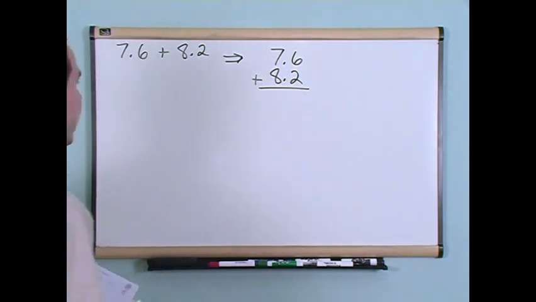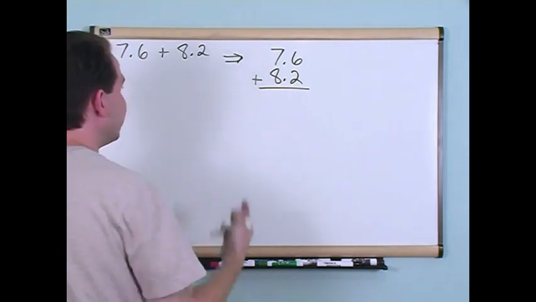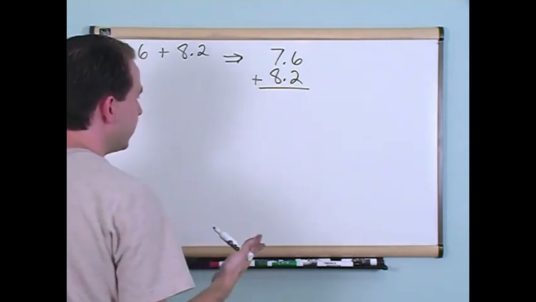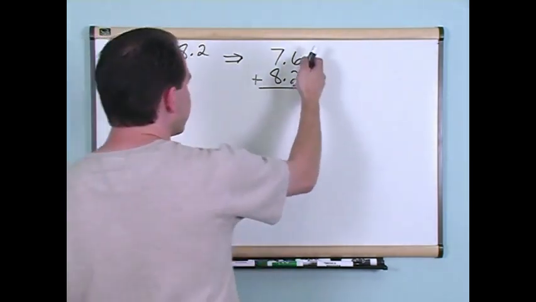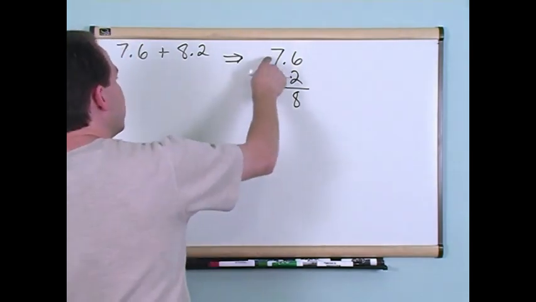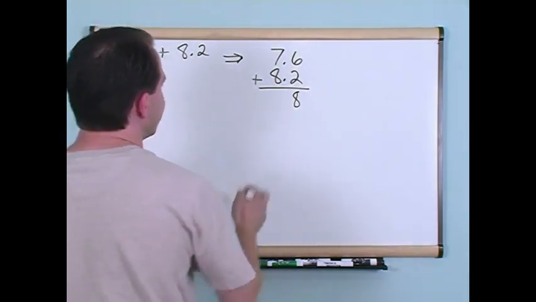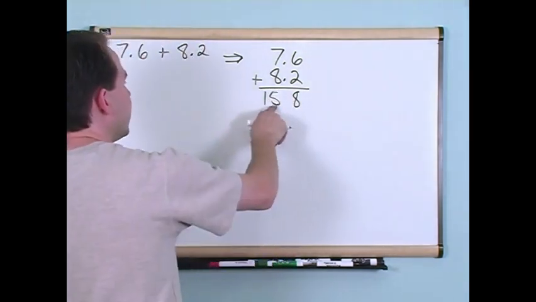And then after that, you're going to basically add just like you always add. So that's why I say it's going to be almost exactly the same. So we're going to start in the right-hand column like we always do. 6 plus 2 is going to give you 8, right? And 8 plus 7 is going to give you 15. So you put 15, okay? So you have 8 and you have this 15.